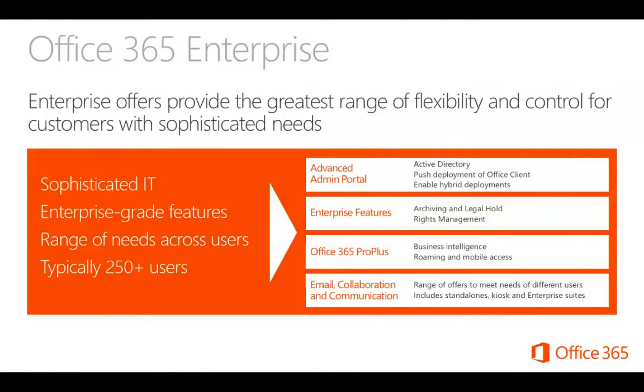has the best of the capabilities that Microsoft offers for Office 365. It's typically used by companies with more than 250 users, and they want everything that's in the mid-size business plan, but plus some of the advanced enterprise services such as archiving, legal hold, e-discovery, advanced business intelligence. But they also have access to the advanced admin portal so that they can do push deployments of Office Client instead of having their employees pull down the installer and run it. It allows them to do hybrid deployments, to do that synchronization with Active Directory that we spoke about earlier.